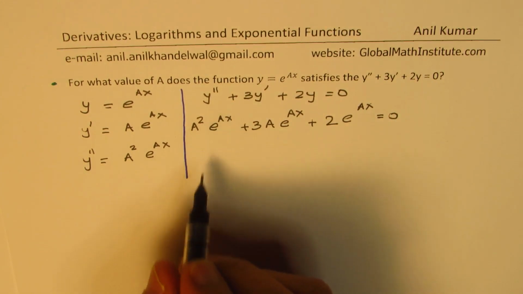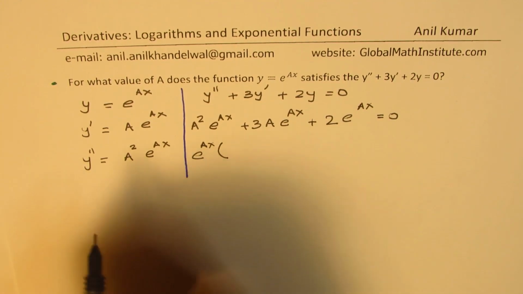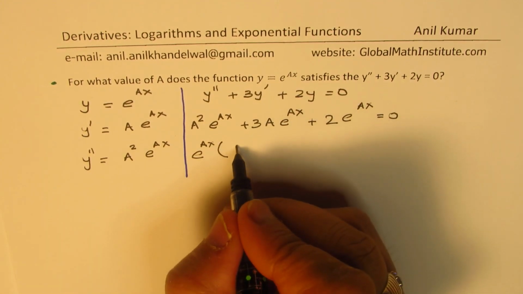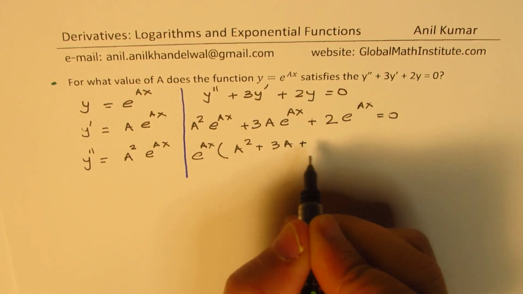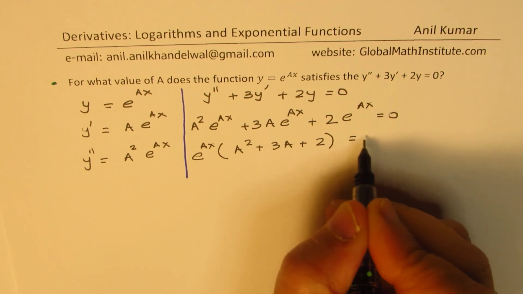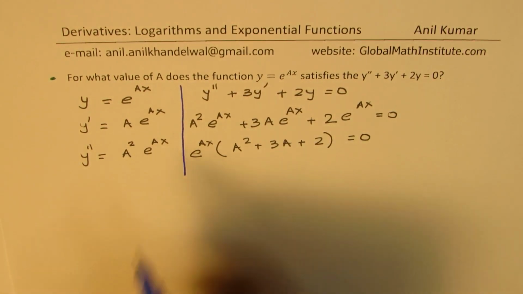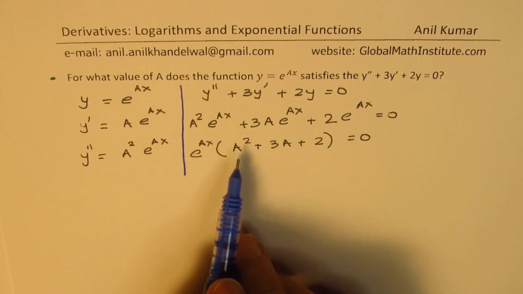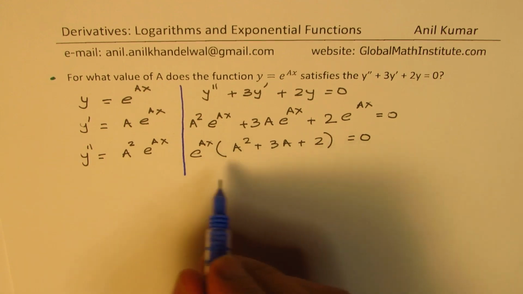Now from this we can always take e to the power of ax as common, right? So once you do that, you get a square plus 3a plus 2 equals 0. Now e to the power of ax cannot be 0, right? It's an exponential function. However, a square plus 3a plus 2 can be 0. So we can just factor this, right?